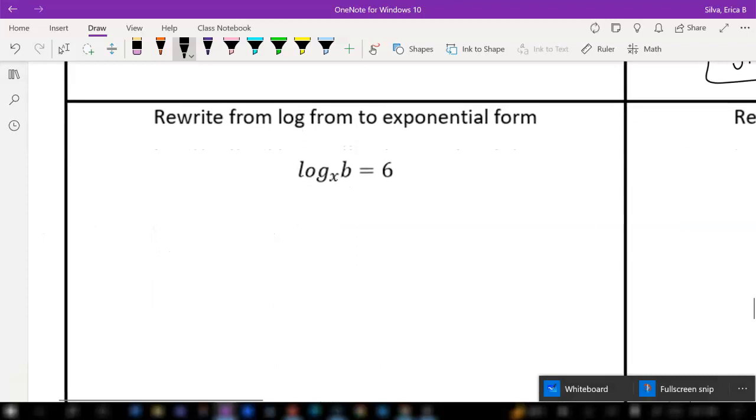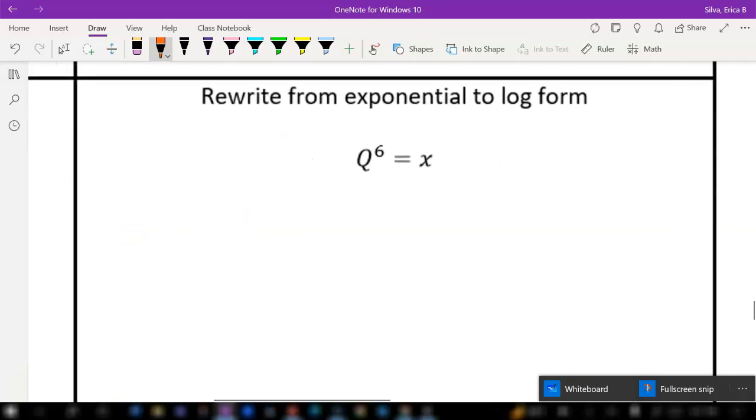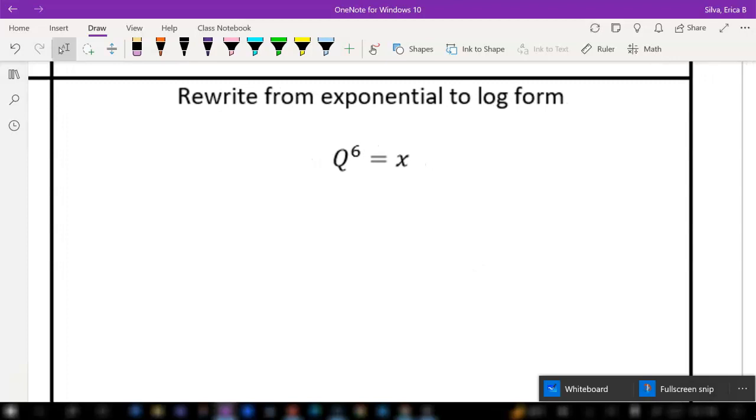For the next one, we're going to rewrite this from log to exponential. We start with our base. Our base is x to the power of 6 is equal to b. This one is exponential to log form. So we start with log, and then again, our base is going to be q, and then of x is equal to the exponent, which is 6.